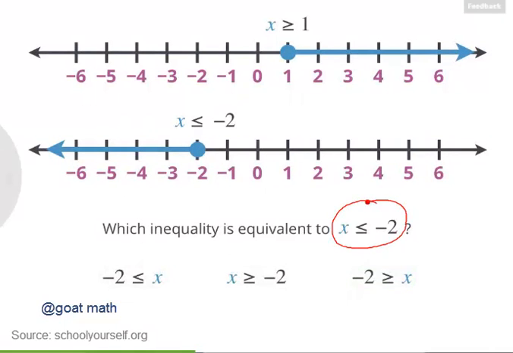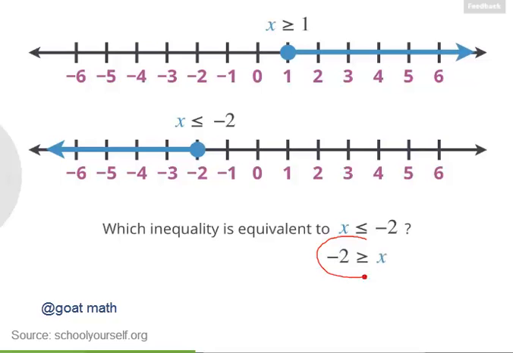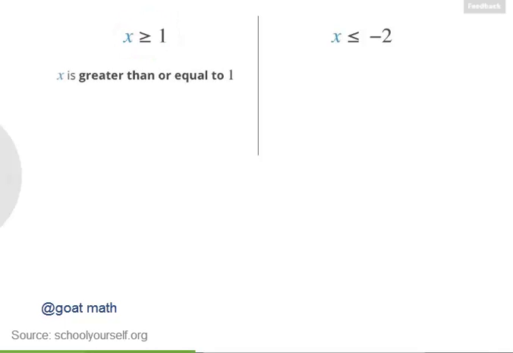Right, if you flip this inequality around, you get -2 is greater than or equal to x. So these two inequalities are equivalent. And there are actually a few different ways to read these inequalities aloud. You already saw that this one is x is greater than or equal to 1, and this one is x is less than or equal to -2.